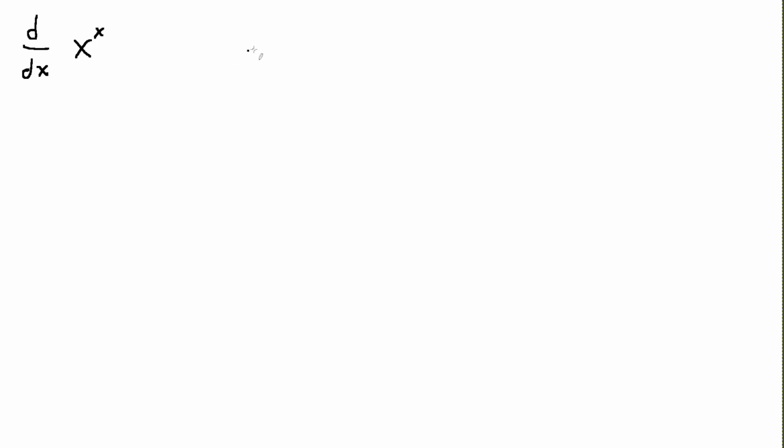Okay, so when you first look at it, this problem seems pretty impenetrable because we know how to take the derivative of some number to the x, like 2 to the x, and we know how to take the derivative of x to the some number, right? But we don't know how to do both at once, and so that can make this really confusing.